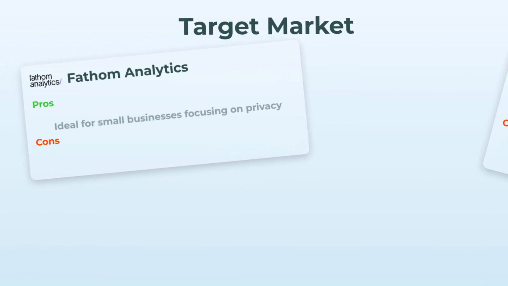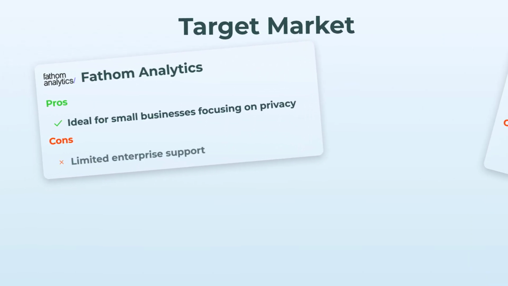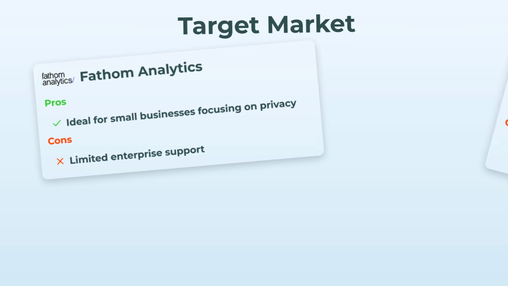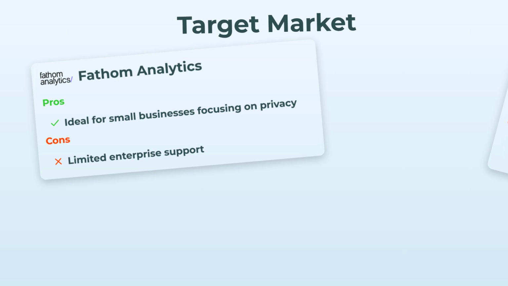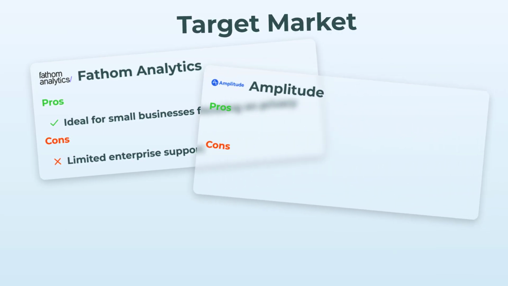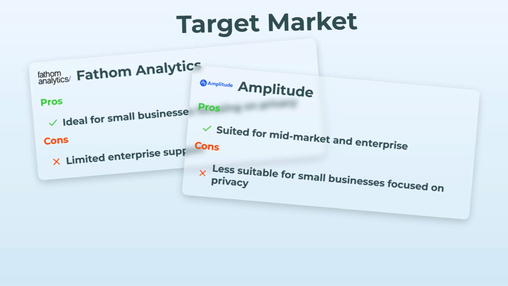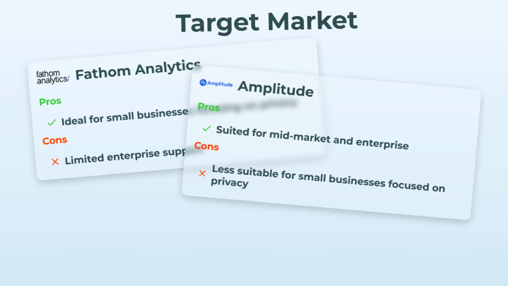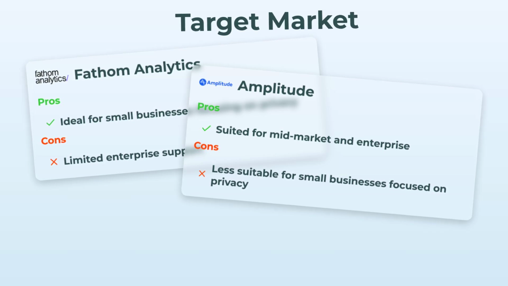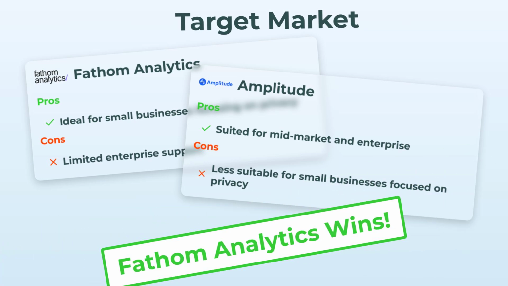Target market is kind of an underrated factor. Fathom is honestly a gem for small businesses that care about privacy. But if you're a massive enterprise team, you might feel they don't have all the bells and whistles to support you, especially at scale. Amplitude, on the other hand, is built for bigger businesses and has way more robust enterprise options. It's less friendly for tiny businesses just getting started, especially if privacy is your main concern. For most folks watching, I think Fathom edges ahead for being small biz friendly.